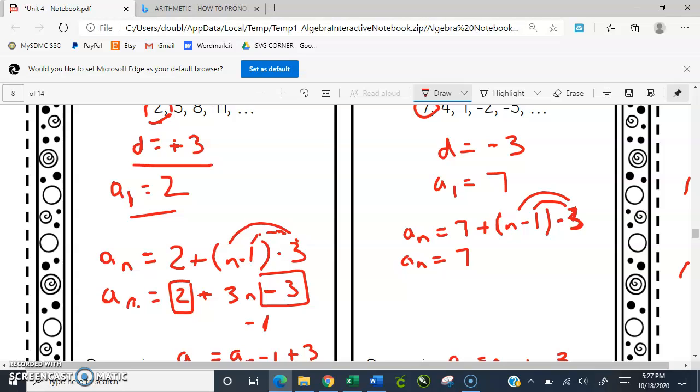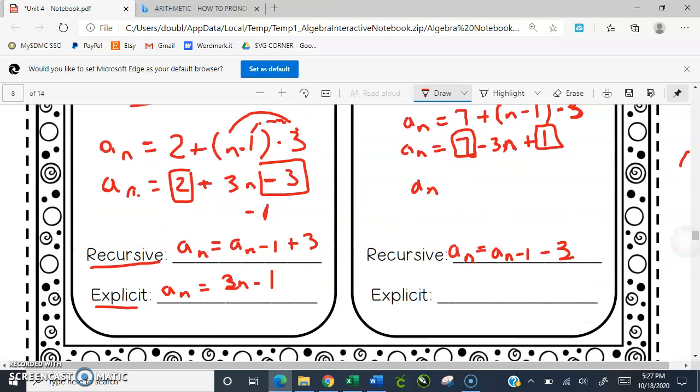So negative 3 times n gives us a negative 3n. And negative 3 times negative 1 gives us a positive 1. Negative times a negative is positive. Okay, now we have 7 and 1 where we can combine, and that equals 8. So I'm going to go ahead and write it down here. a sub n equals negative 3n plus 8.